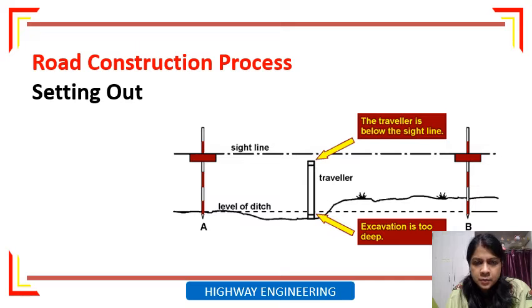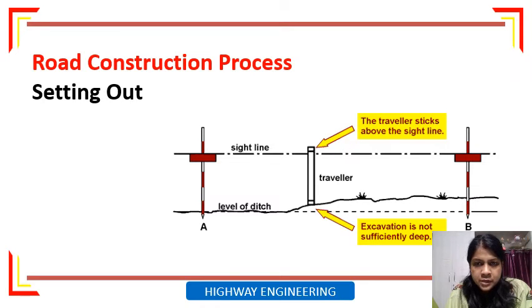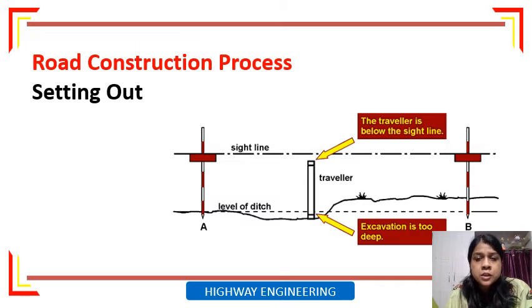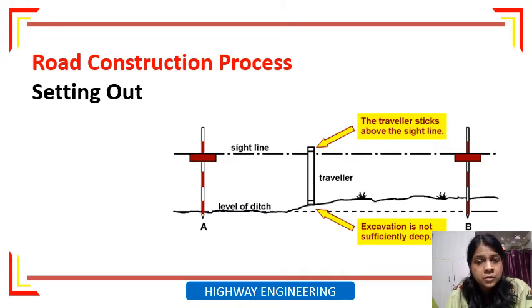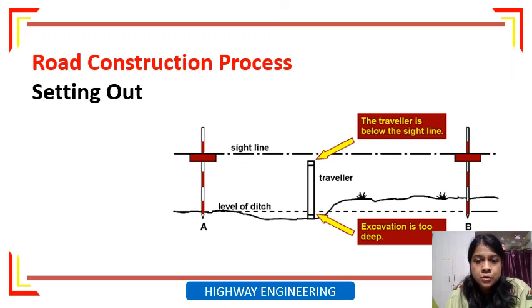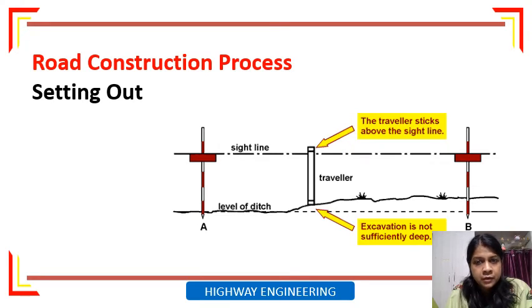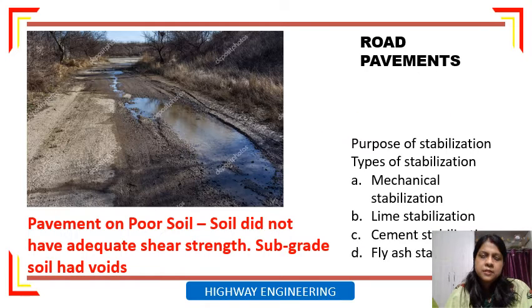We can see here in the pictures that when the traveler is below the sight line, the excavation is too deep, and if the excavation is not too deep, then the traveler is above the sight line. Now coming to the stabilization of road. What is stabilization? Why do we need the stabilization of road? In this picture, we can see that the roads are porous in nature, and the road has many potholes and cracks, and it is not in good condition.